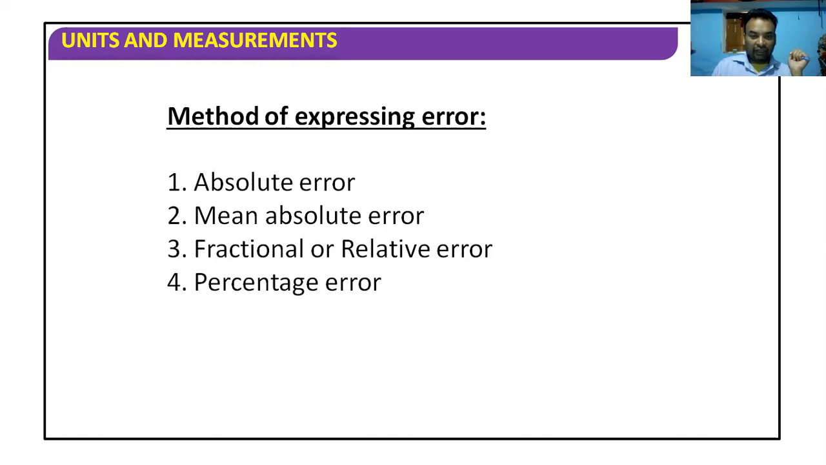Now, the final and last slide of today's lecture: method of expressing error. How we can express the error mathematically. We have four ways of expressing error. The first is called absolute error. The second is called mean absolute error. The third is called fractional or relative error. And the fourth is called percentage error.